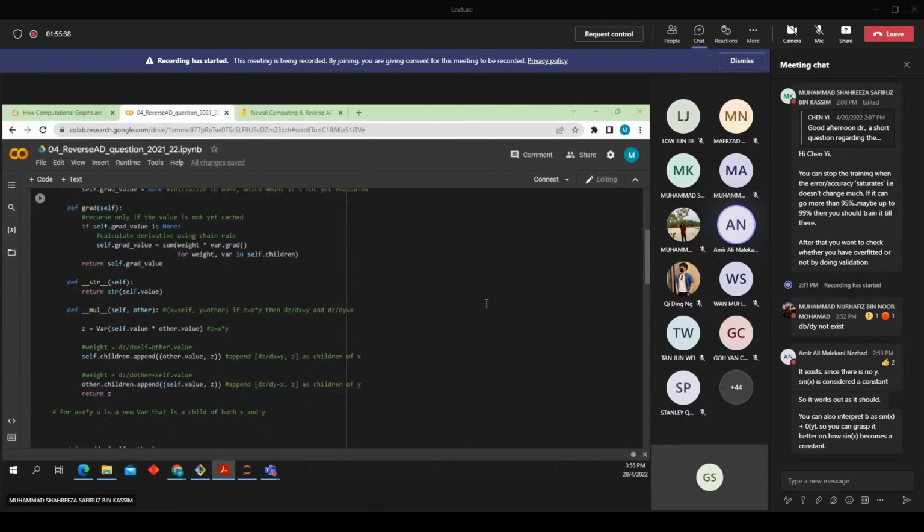Can I ask a question regarding the assignment? Sure. Since you mentioned that we have to create our own basic data set, how do we assure that the data set is linearly separable?